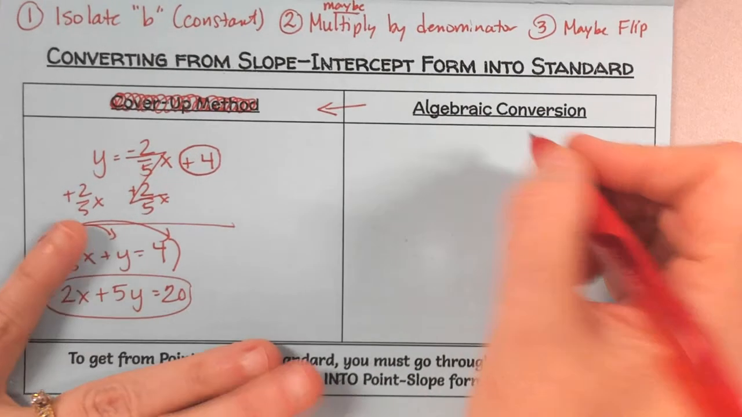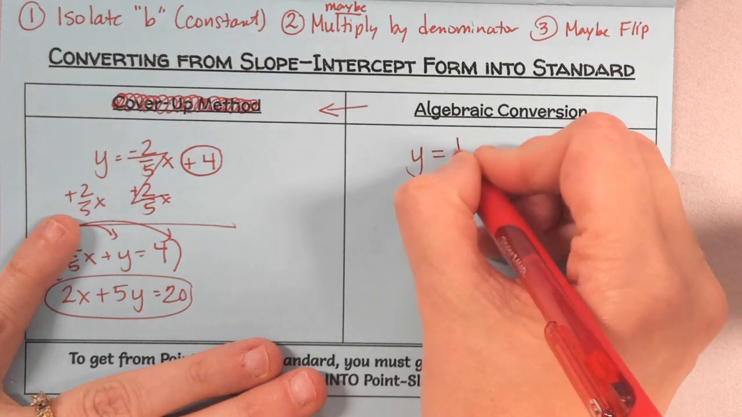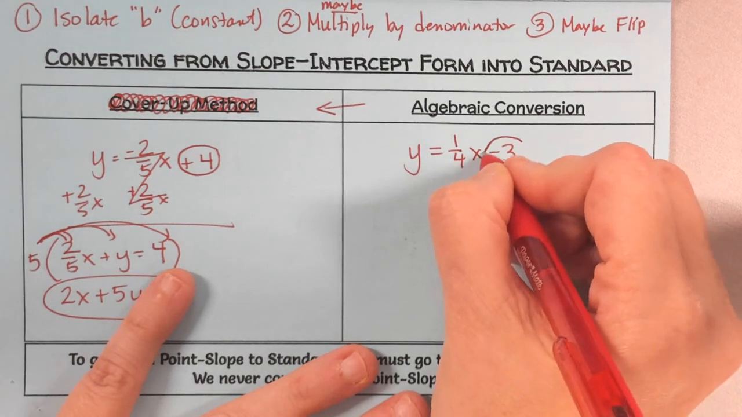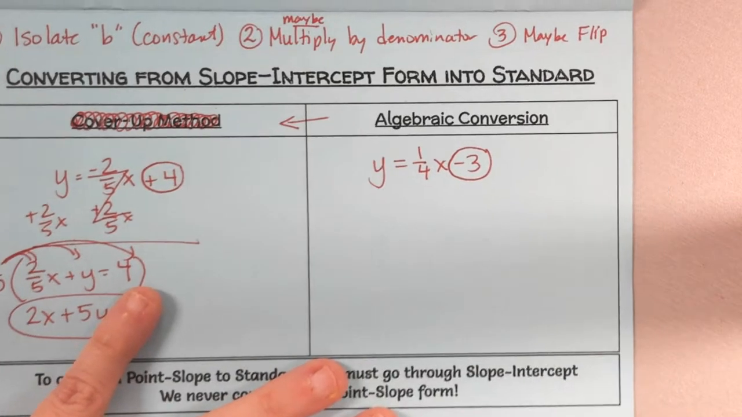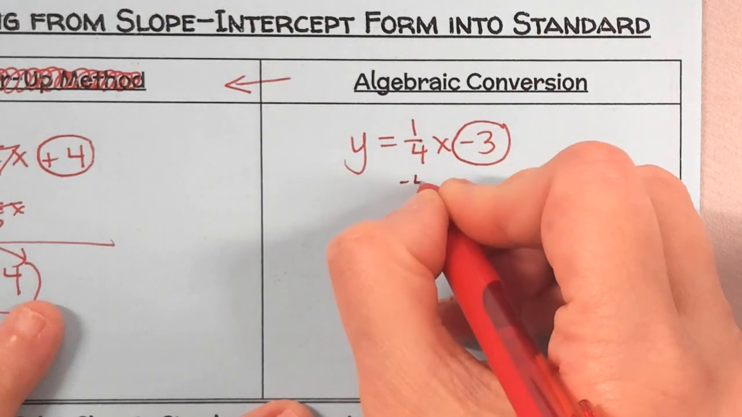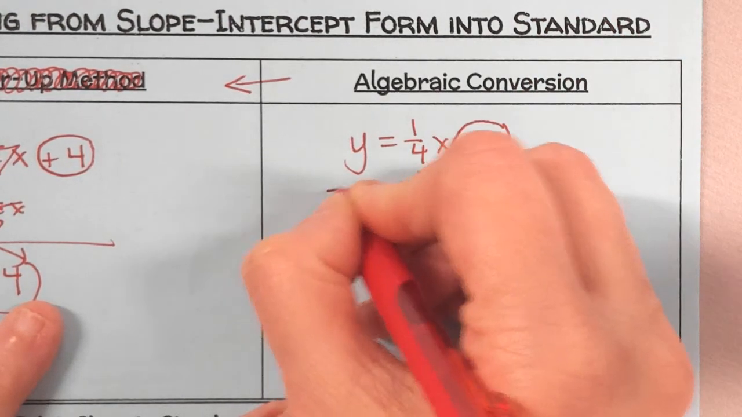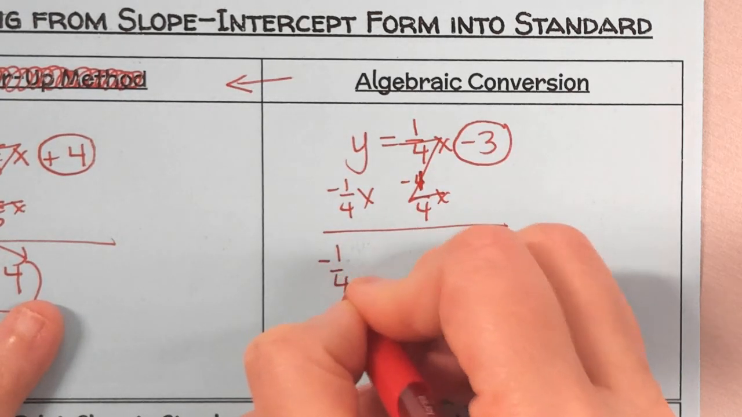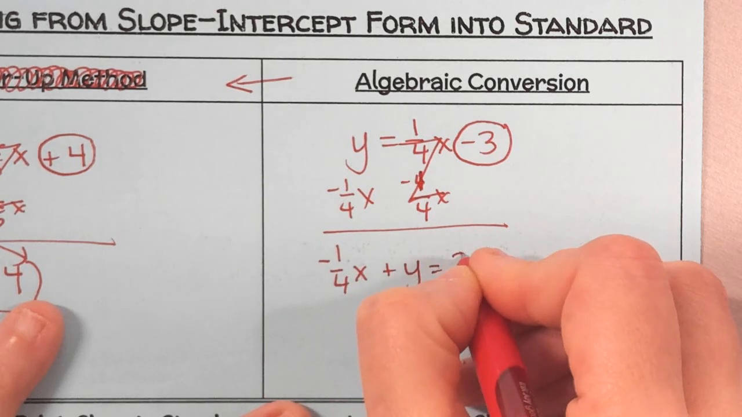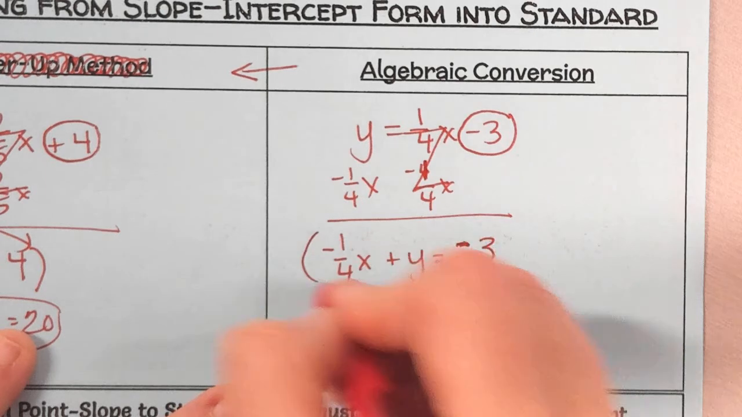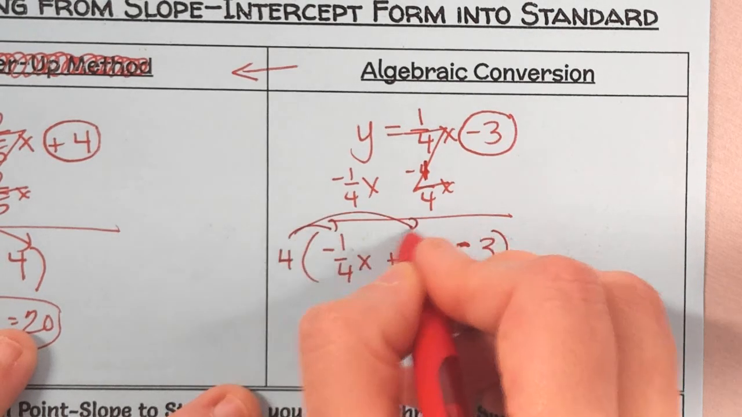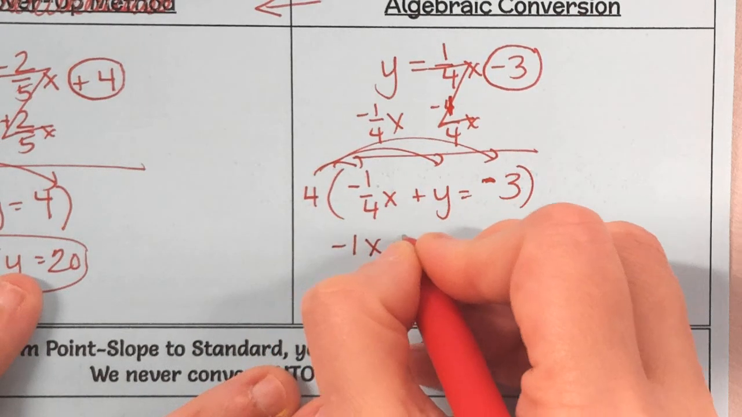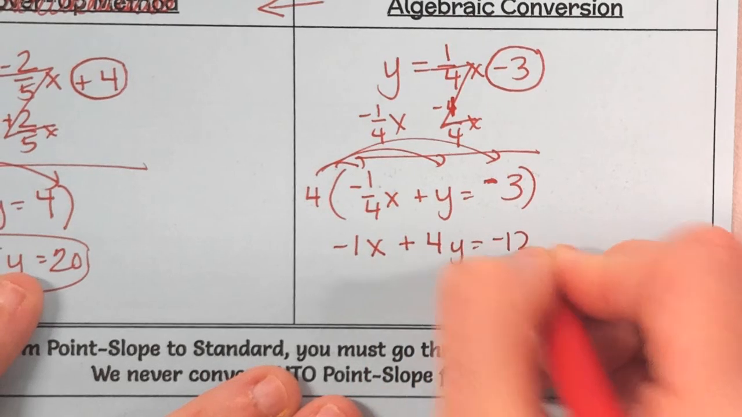Okay? Now let me just show you another one just so you know what I mean by flip. Okay? So for this one, again, I'm isolating the constant, and the sign, that negative, is part of the constant. Okay? So I have to subtract 1/4 x from both sides, and we zero that out. So I have negative 1/4 x plus y equals negative 3. Okay? I have a denominator, so I multiply everything by that denominator. That gives me negative 1x plus 4y equals negative 12.